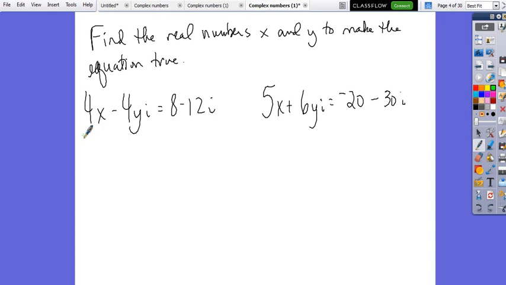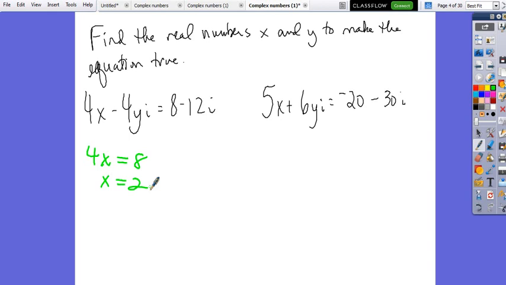Okay? Now, the real part goes with the real part, right? So if I wanted to put up an equation, I could do 4x equals 8, x equals 2. Now, do I really need to do that? No. I mean, I can see that there's an 8 here and there's a 4x here. This has got to be 2. These aren't complicated, right?